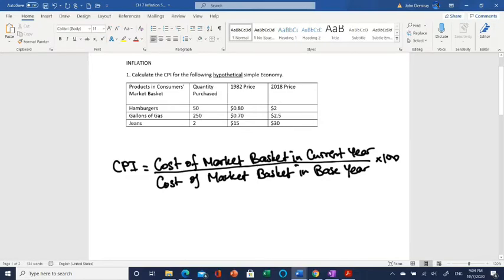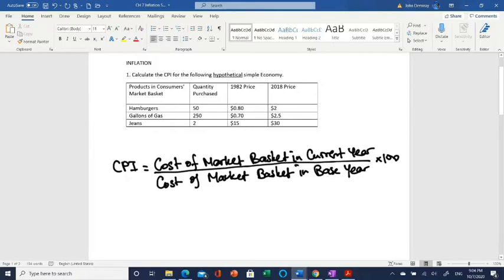The consumer price index is calculated using this formula. It is the cost of the market basket in the current year divided by the cost of the market basket in the base year times 100. So it is an index, it's just a number.